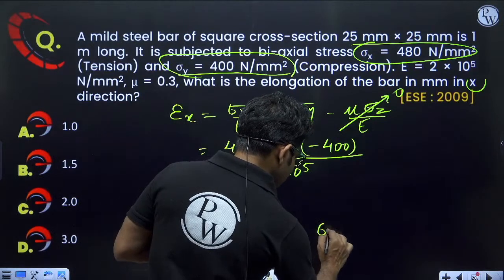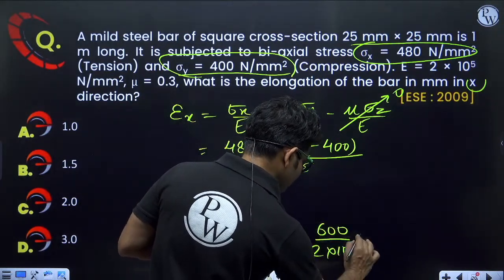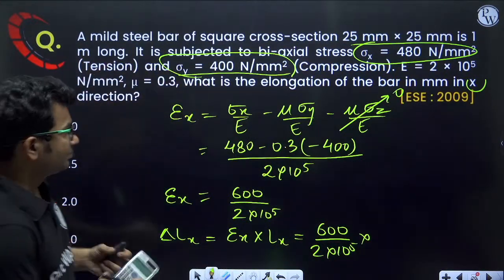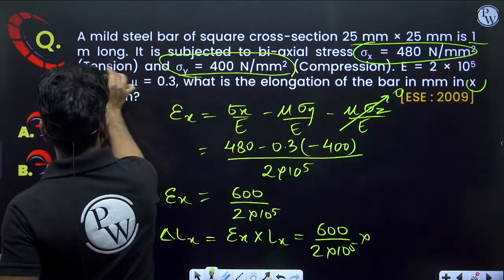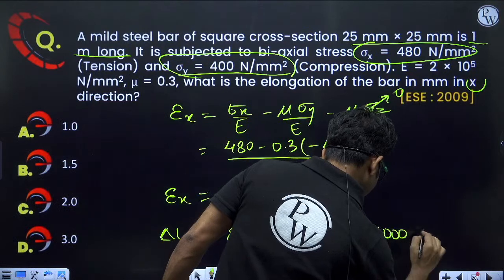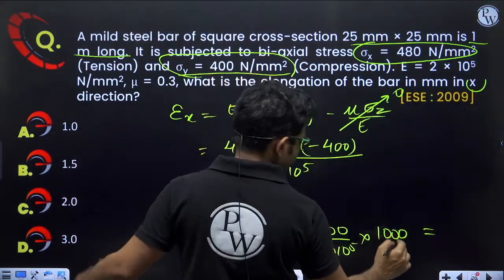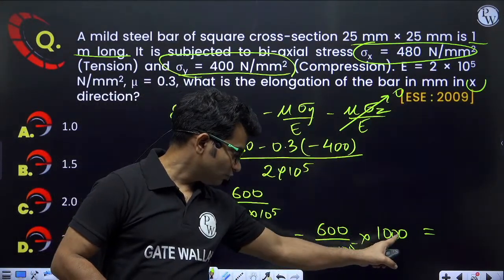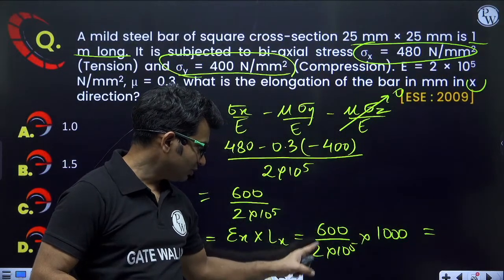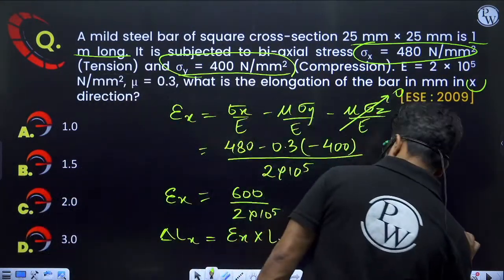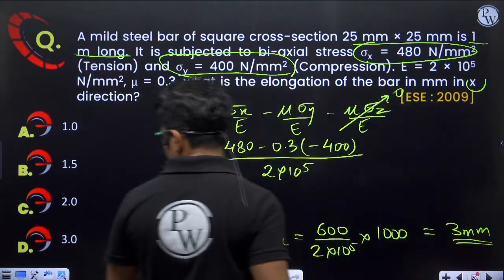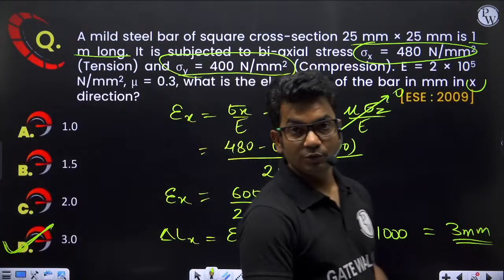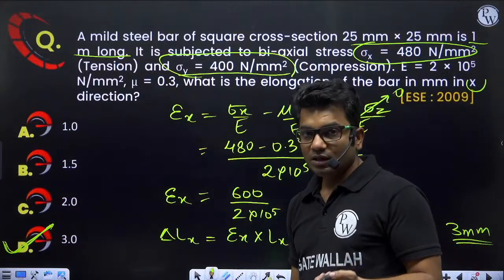So strain in x is 600 divided by 2 into 10 to the power 5, into what is the original length? 1 meter long. This is the original length, 1 meter, which means 1000 mm. In mm we have to find out. So 600 into 1000, how many zeros are there? 1, 2, 3, 4, 5. 5 zeros and 5 zeros cancel out. 6 by 2, that means we'll be getting 3 mm. Correct answer will be 3 mm. 3 mm is the elongation. So the correct answer will be 3.0. That means D option is the correct answer. Okay, let's move on to the next question.